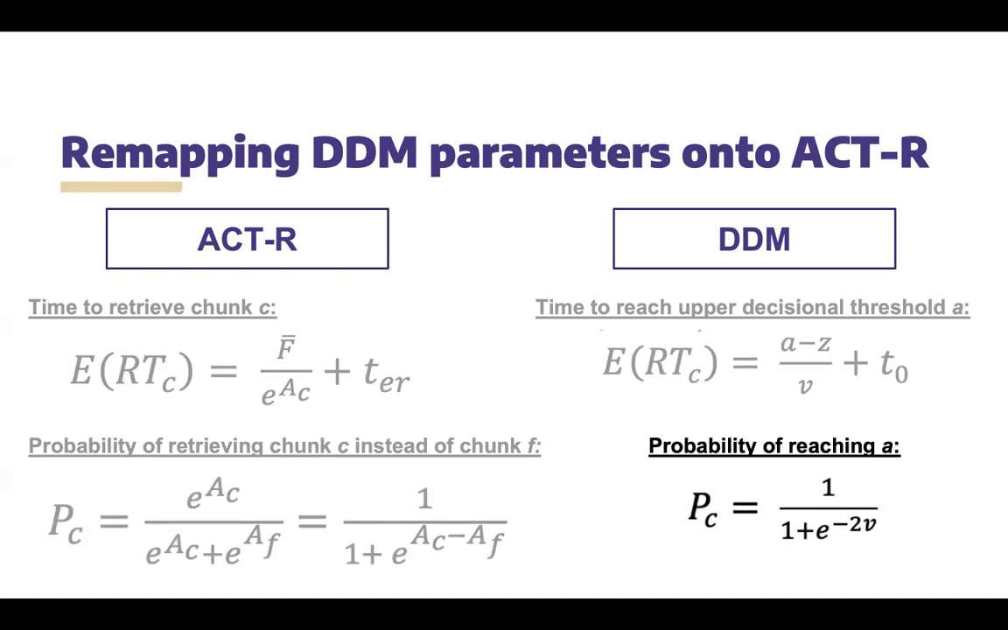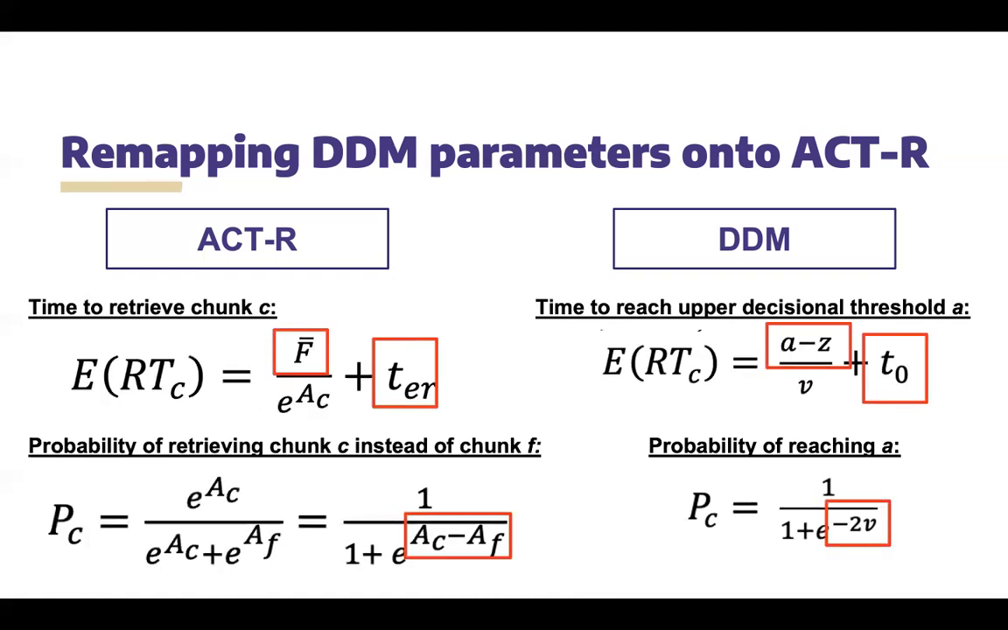DDM is different from other evidence accumulator models in which there are two separate accumulation processes occurring for each choice or chunk, as DDM actually incorporates the difference of these two possible decisions into the evidence accumulation process. In DDM, the probability P of accumulator C with drift rate V of reaching the upper decisional threshold A is defined by the equation shown here.